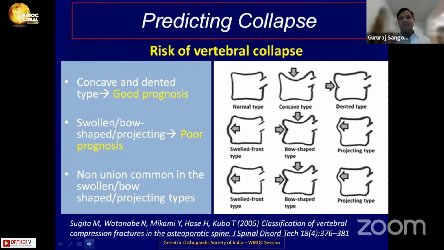So there are 5 basic fracture patterns which have been described. If you have these 3 kinds of fractures, that is a swollen front type of fracture, or a bow-shaped type of fracture, or a projecting type of fracture, then more often than normal, these fractures will progressively collapse. So if you see this kind of picture in the X-ray, you need to follow up these patients very carefully, because they will go on to develop kyphosis. Why do they develop kyphosis? Because of the infarction of the anterior spinal artery.